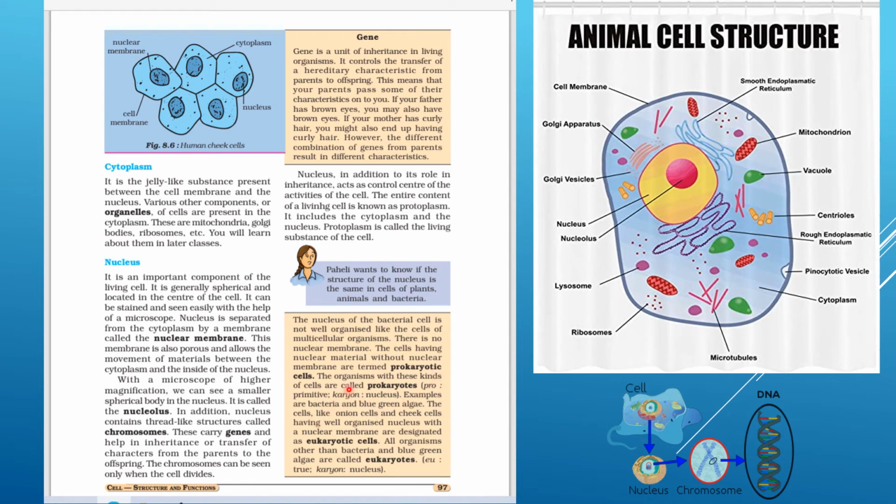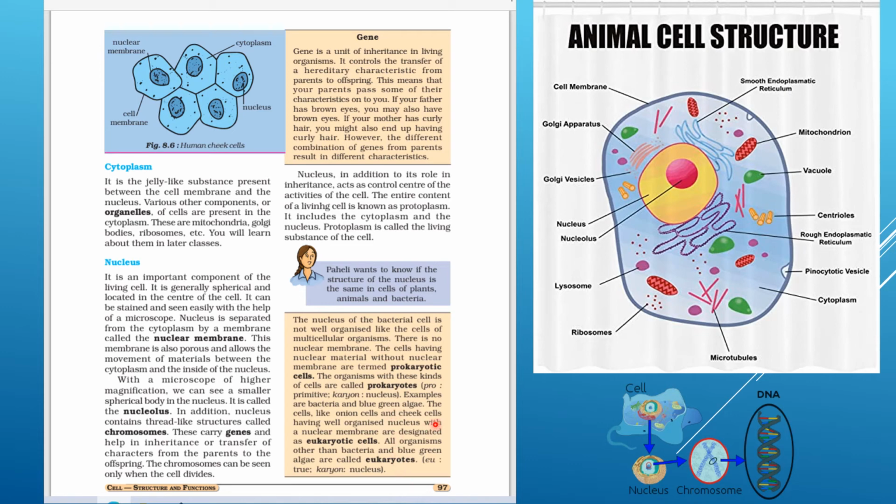So the organisms which have these kinds of cells are known as prokaryotes. You are getting it? Prokaryotes. So examples are bacteria and blue-green algae. So these are the examples of prokaryotes.